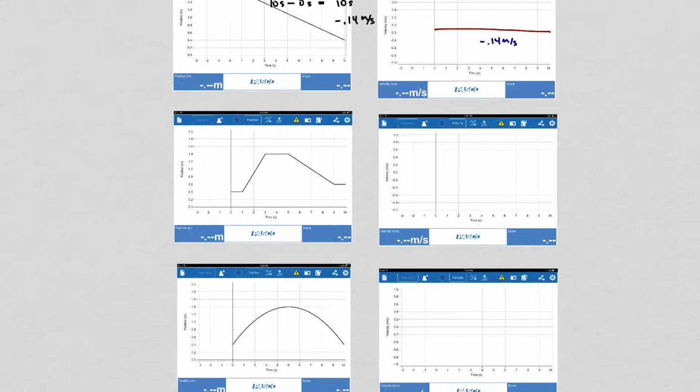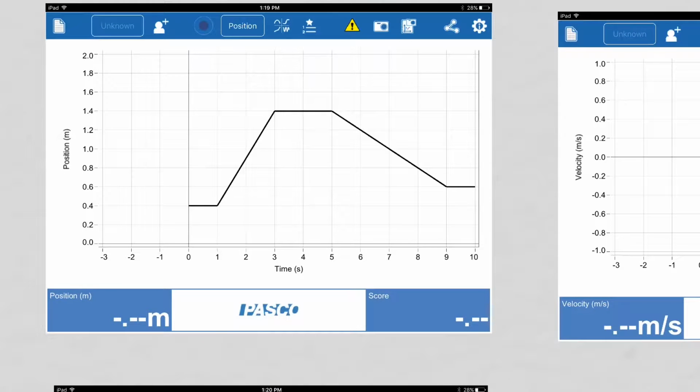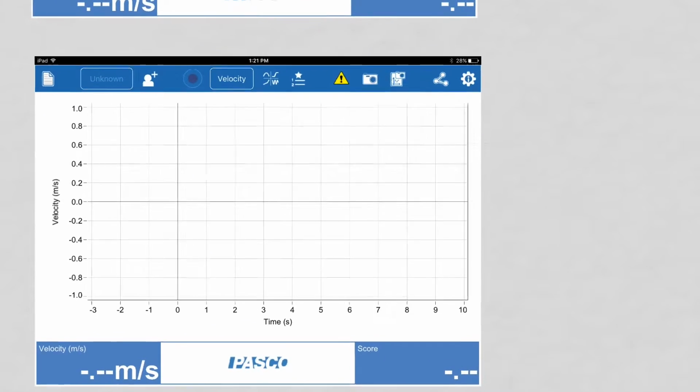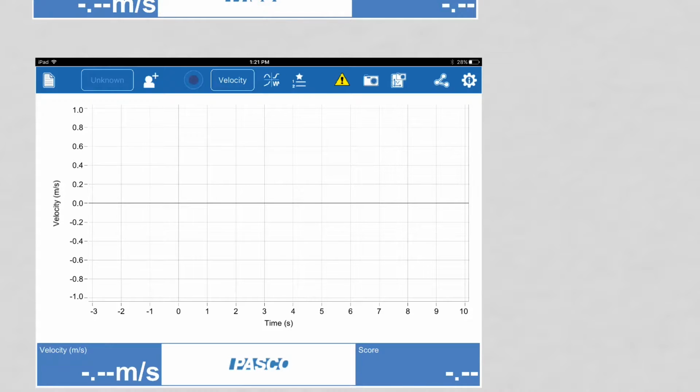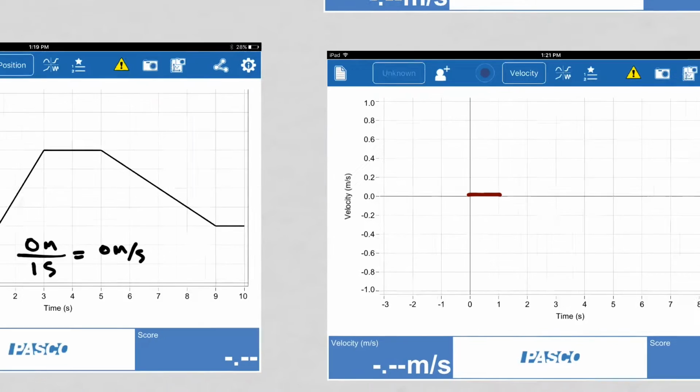Okay, even more complicated. So first we have to calculate the delta y and the delta x for this little segment of the line. So the delta y here is 0, because we start at 0.4 and we end at 0.4. So 0 meters displacement divided by 1 second is going to be equal to 0 meters per second. So between 0 and 1, we are going 0 meters per second. So we can plot that in on our line right here, going 0 meters per second right there.